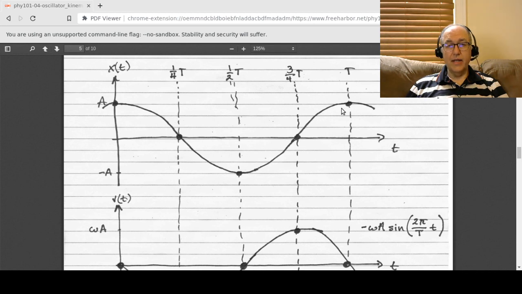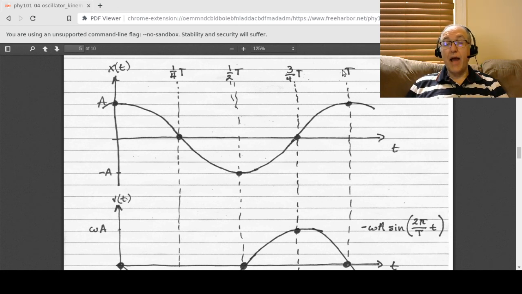If the oscillator has made one complete cycle, like that, how long does it take to make one complete cycle? Well, capital T. So if you start at x equal to A, and you end up at x equals A, the time it took to make that one complete cycle is capital T. And so this dashed line along here represents a time of capital T.